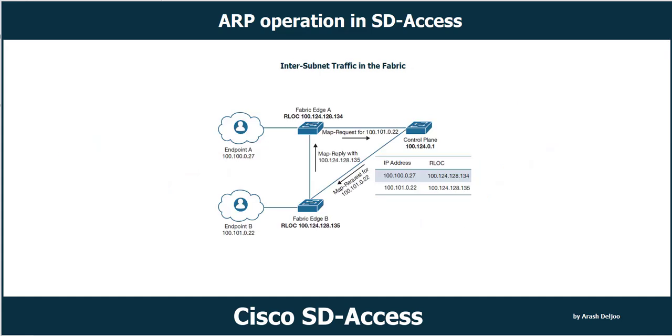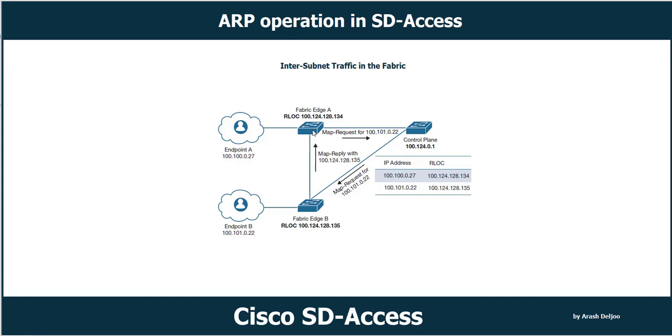Also, about inter-subnet traffic in the fabric: it means the two hosts are residing in two different subnets. Actually, the source endpoint A sends the traffic to its default gateway, which is the Anycast gateway configured on an SVI on endpoint A's fabric edge. Here we have the SVI interface.